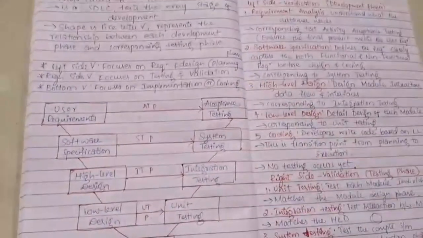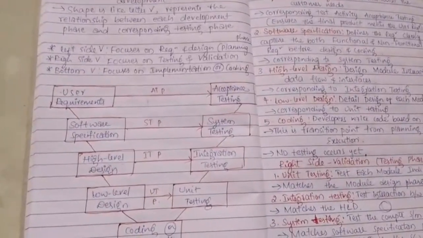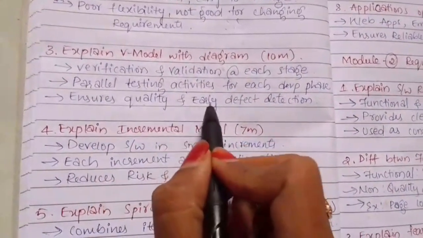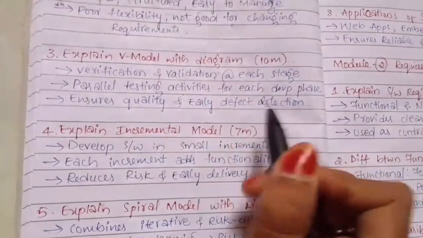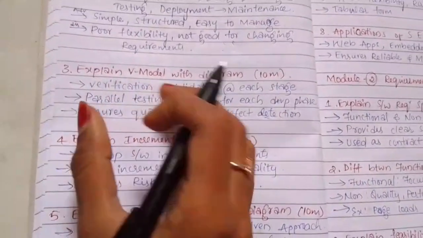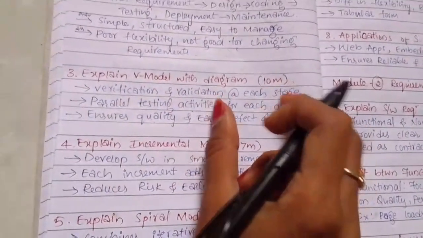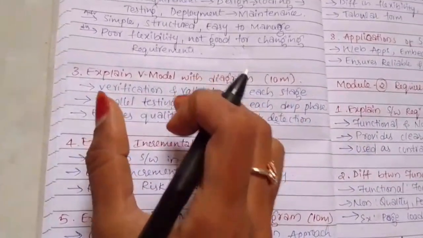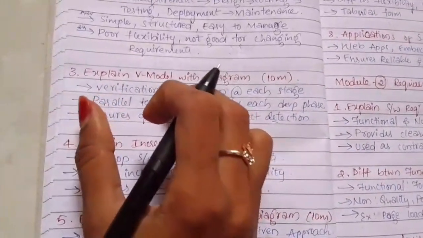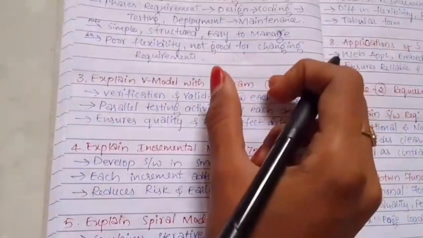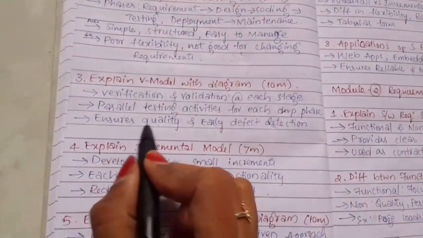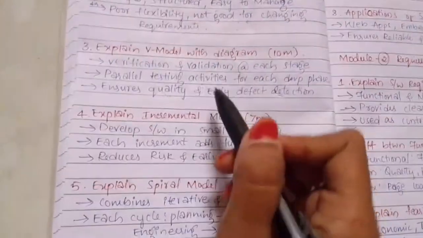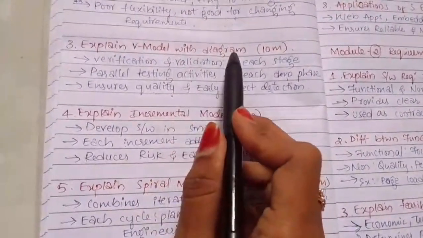I have explained this one also. You can check it out. And this V model ensures the quality and early defect detection because each phase is connected to the testing phase. That's why early defect detection. If any defect is there in any phase, it can be identified at the early stages only and ensures the quality as well. This is about V model. You have to draw the diagram.